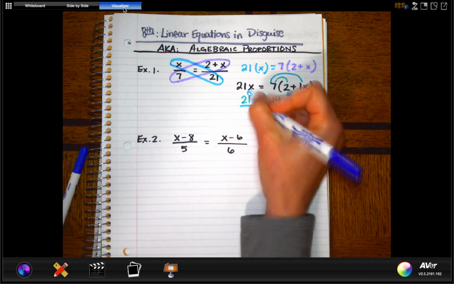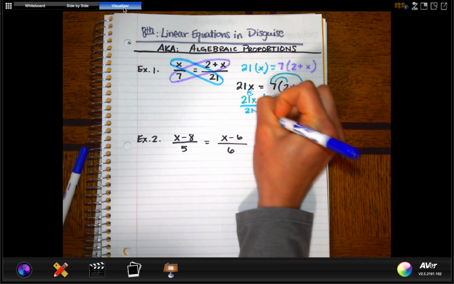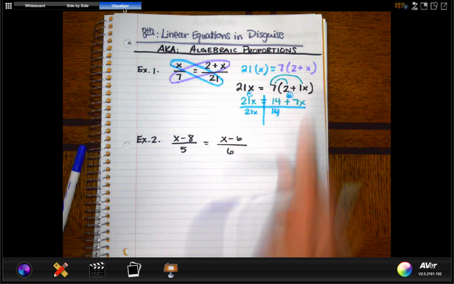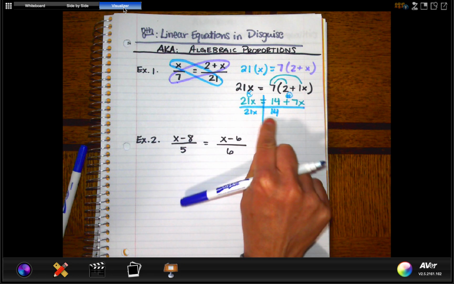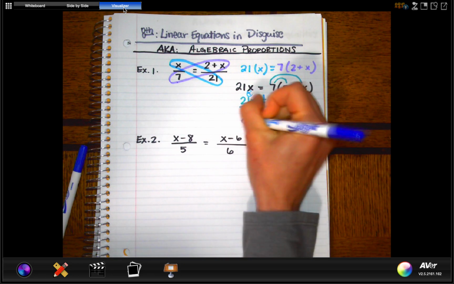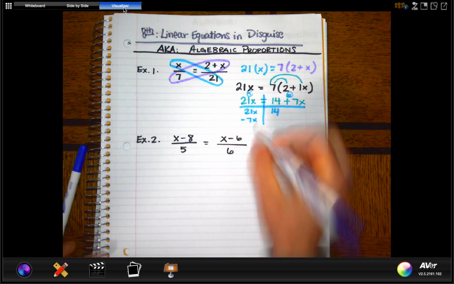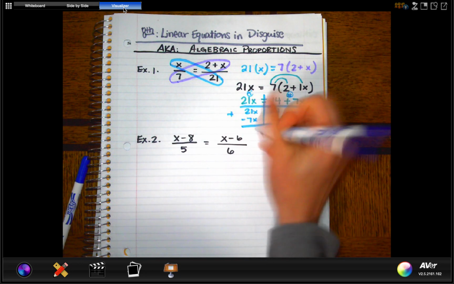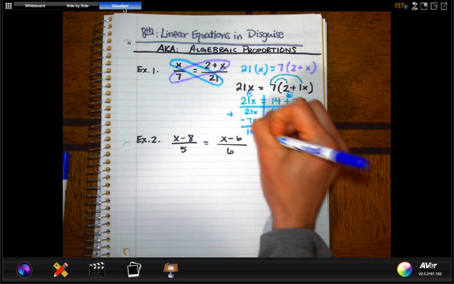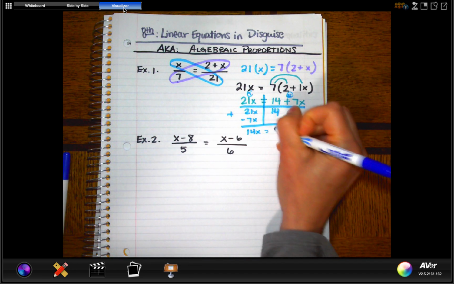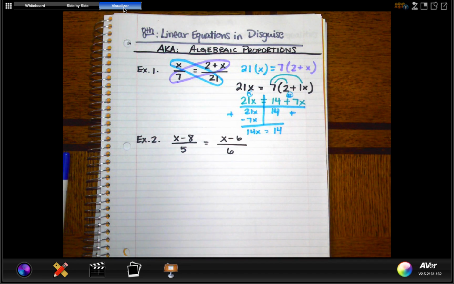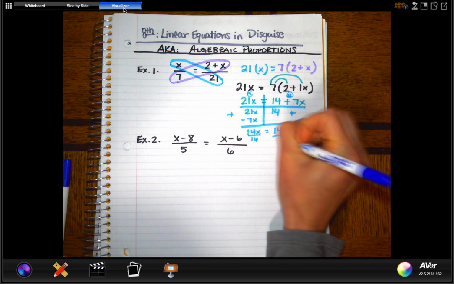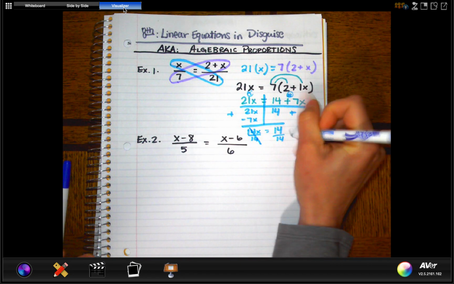So 21x goes with the x's. It stays here. 14, that's in the right spot. We're going to keep it there, keep it positive. But 7x has to travel over the equal sign line to the other side, so it's going to be negative 7x. And then we add up each category. 21x plus negative 7x is going to be 14x over here, and 14 plus nothing is 14. The final step is to divide out the number next to the x. So we're going to divide 14 out to cancel it, and we're going to get the answer over here, x equals positive 1.